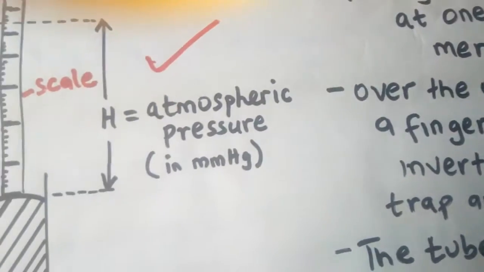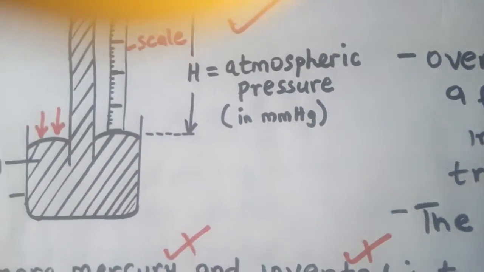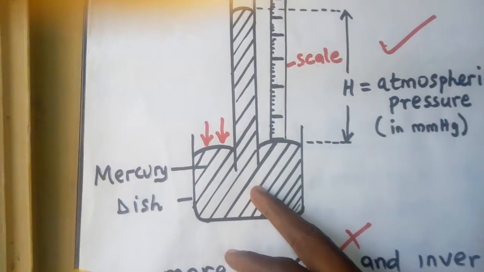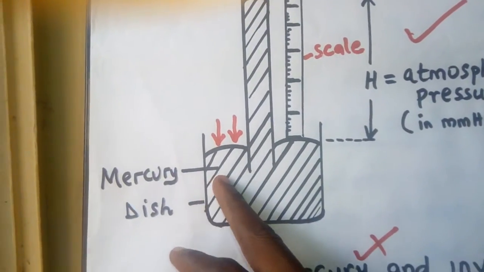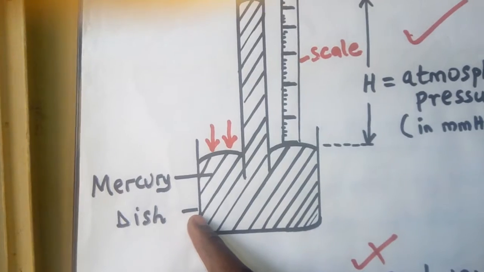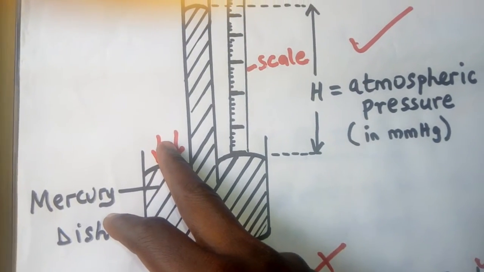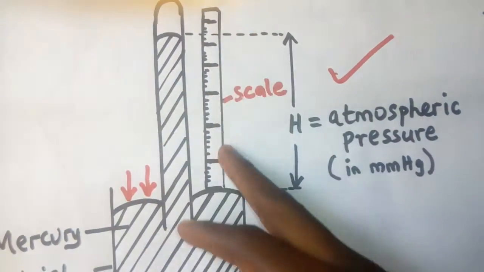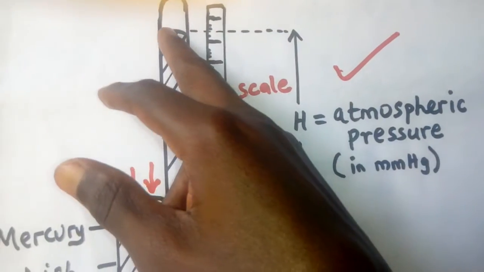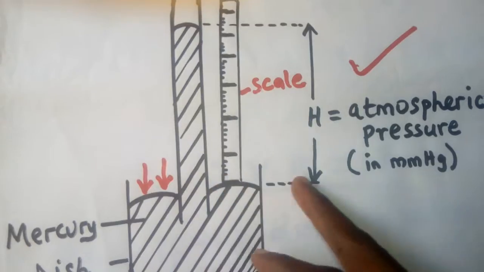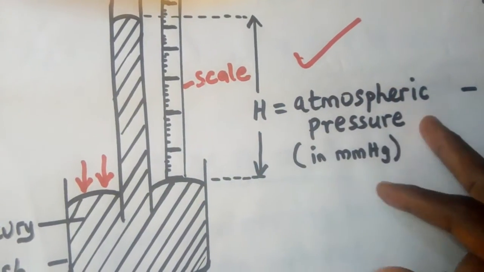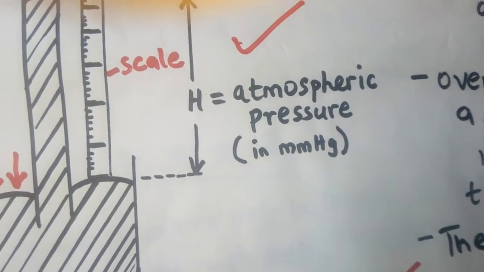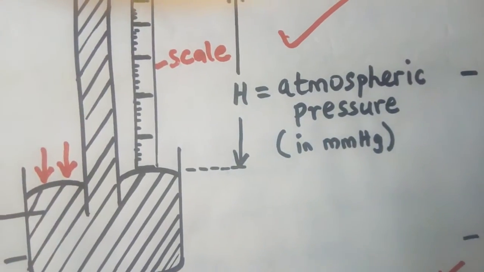You can imagine 7 marks. So what did you do? The first thing is you draw the diagram. Draw your diagram and label. This is a mercury, this is a dish, this is atmospheric pressure. Here you have the long tube, here you have the scale, and please give us the difference in height from here up to there as the atmospheric pressure in millimeters of mercury or centimeters of mercury, depending on the scale and the units you have used.